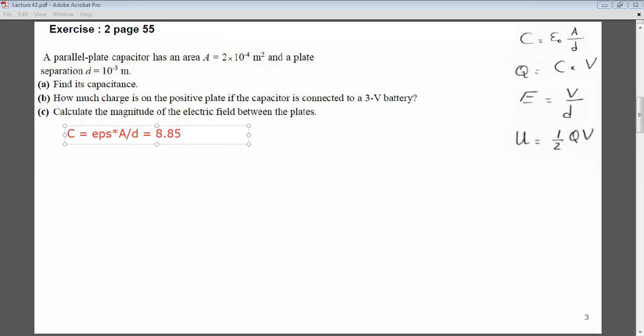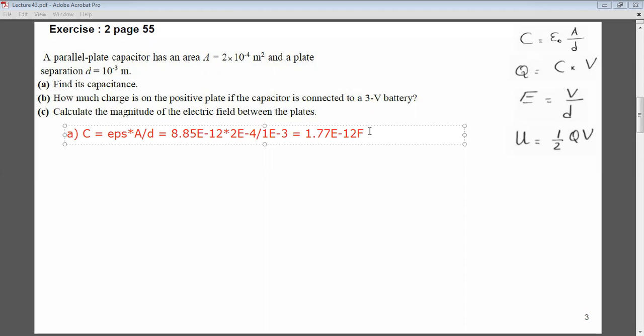8.85 e to the minus 12. You don't memorize epsilon, we always give it as a given. Times A, 2 e to the minus 4, divided by D, 1 e to the minus 3. We get the capacitance to be equal to 1.77 e to the minus 12 farad.